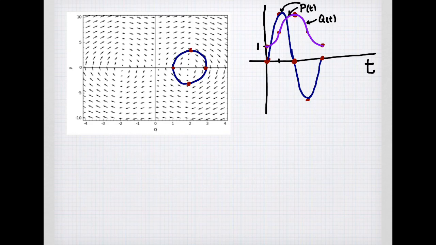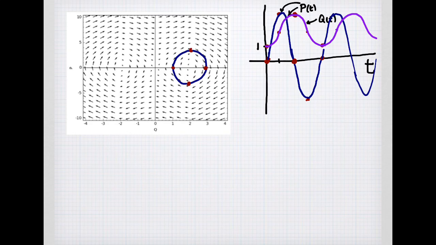So it behaves a lot like sine and cosine. I'm going to reach a maximum and come back down to a minimum and then back to 0, while my q curve is busily repeating, and so this just repeats. So that's one example of a trajectory.